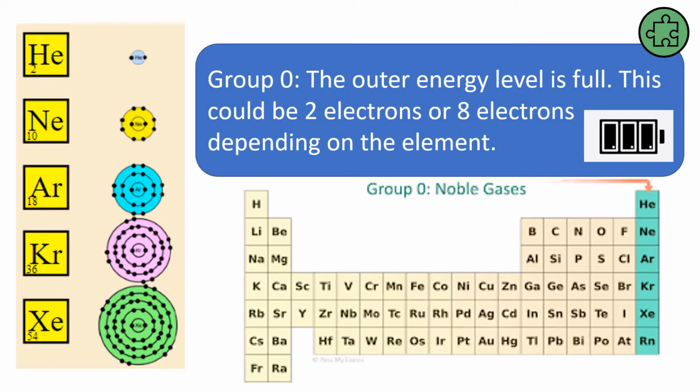Group 0 wasn't mentioned earlier, and that's because it doesn't quite follow the same pattern. It's a little bit trickier to understand. For now, just recognise group 0 is called group 0 because the outer energy level is full. Now, this could mean it has 2 electrons or it could have 8 electrons, depending on which element you're talking about. So that's why we ended up with group 0, because it didn't fit with 2. You couldn't call it 8, so we ended up with 0.